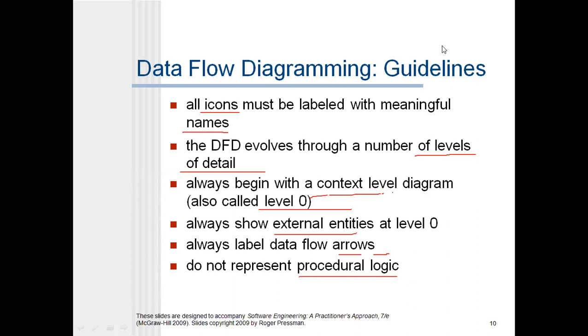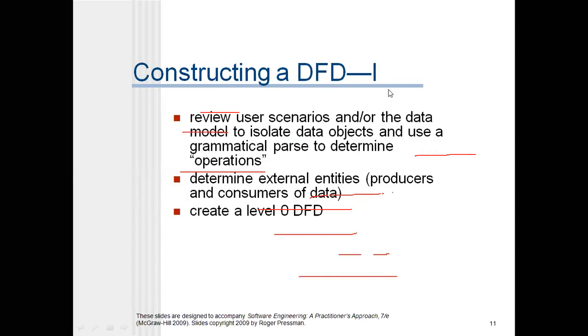Next step, here we are having constructing a DFD. In the next slide we have construction of a DFD 1. Already I told you, 1 in the sense it shows level 0. DFD 1, the first stage of DFD, is level 0. Clear? So how are we going to create a level 0 DFD here?